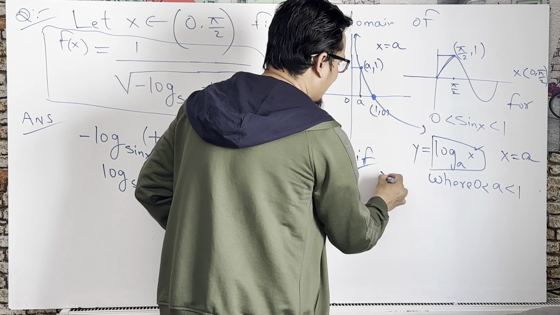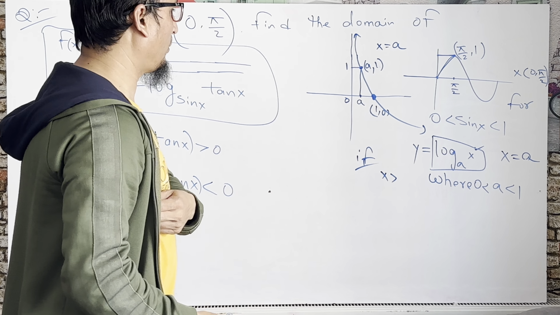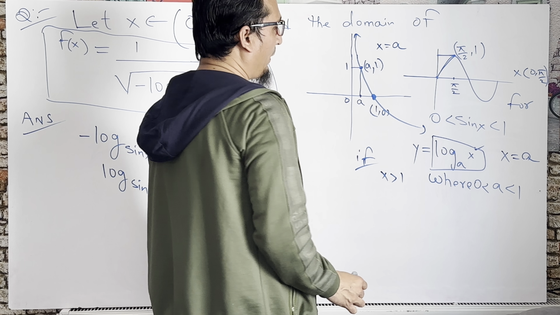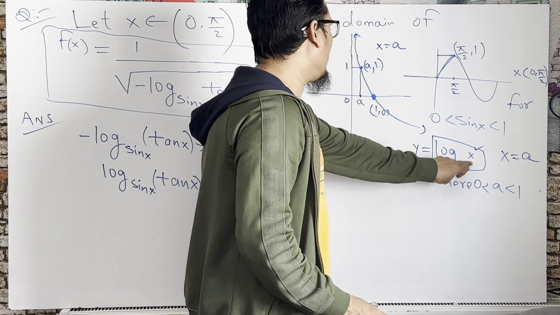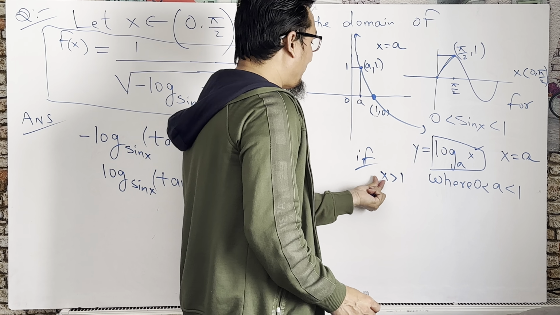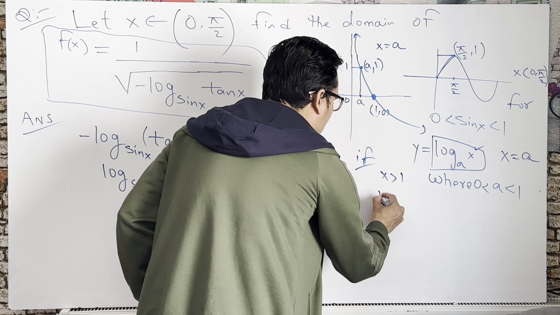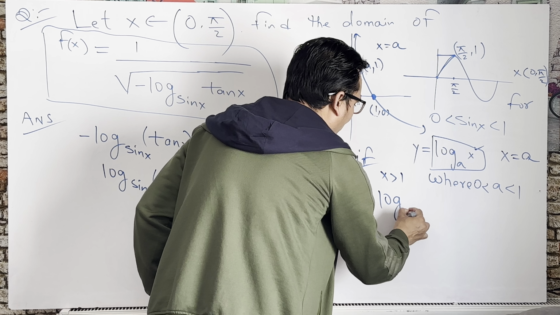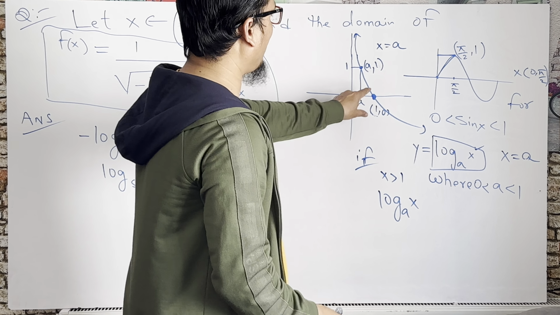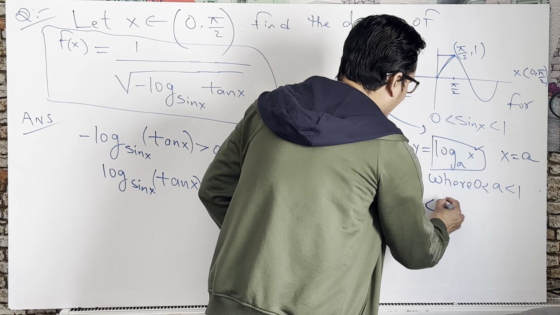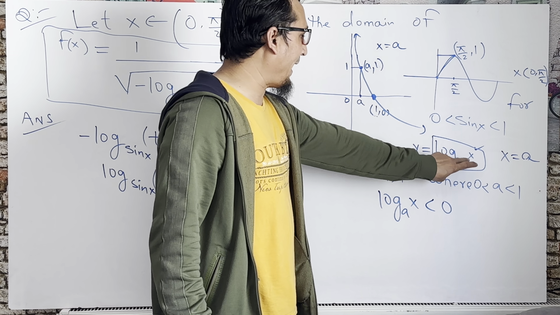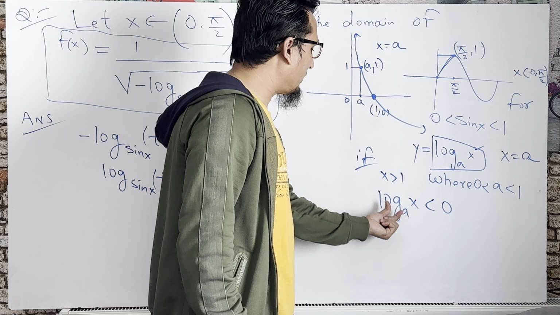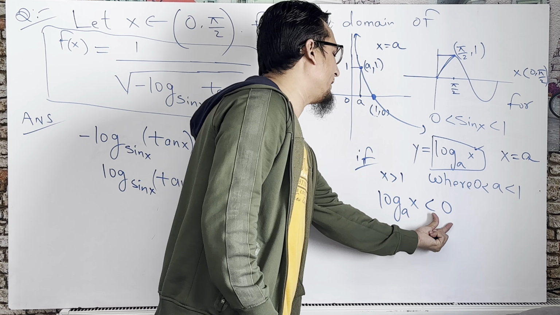If x is greater than 1, what will happen? If x is 1, the function has 0, right? But if x is greater than 1, what is the nature of log base a x? This will be always less than 0, right? This is a very important condition. You can see when x is greater than 1, then log base a x is always less than 0.